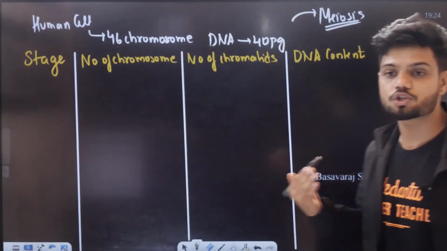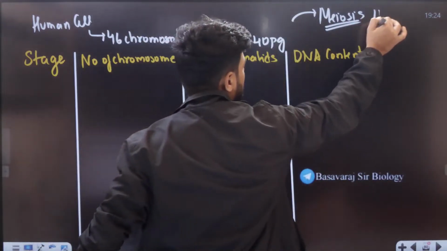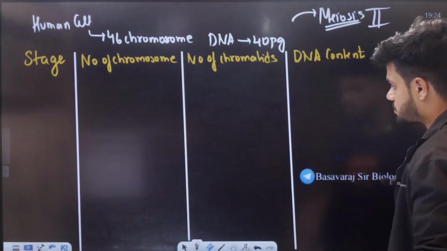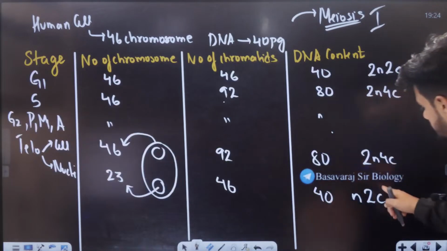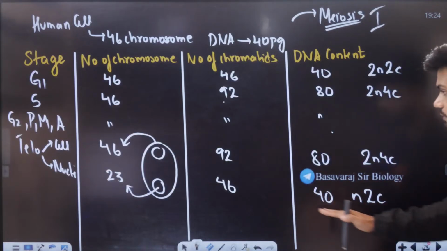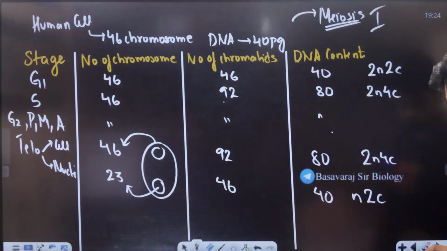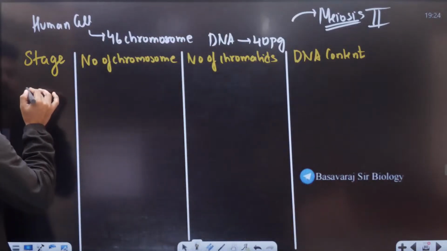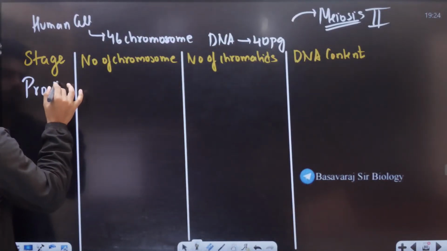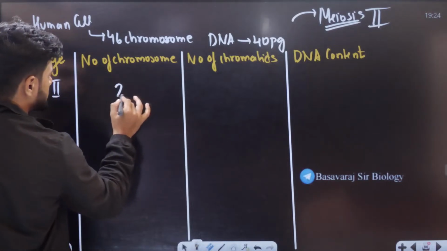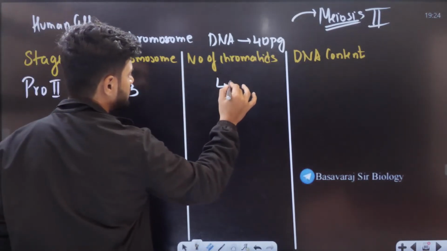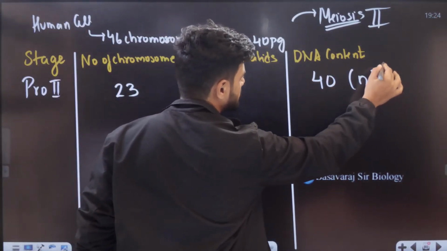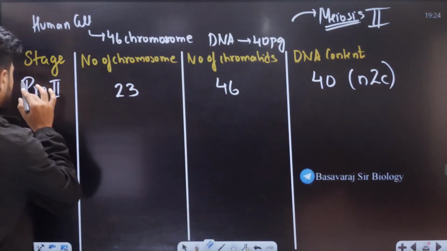Now what happens in meiosis 2? Let's take this cell itself, n 2C. What do we have? 23, 46, 2C. The stage is going to be, let's say, prophase 2. Number of chromosomes is 23, number of chromatids is 46, DNA content is 2C. This is n 2C. This is G1.